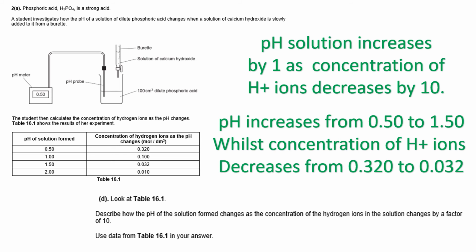I've said, look, it changes. If I increase pH by 1, the concentration decreases by 10, and then I've proved it using the table. Now, you could have also used the pH 1 to pH 2, and exactly the same thing happens there. So either of those answers would be correct.